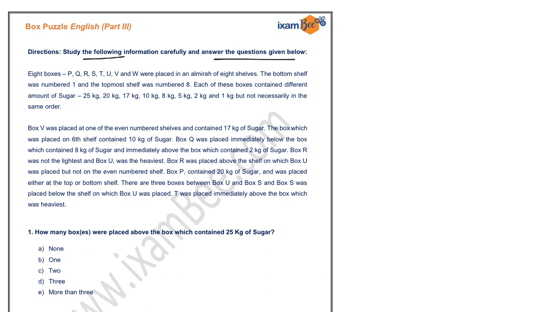So directions have been given to you. You have to read the directions carefully. So 8 boxes from P to W were placed in an almirah of 8 shelves. The bottom shelf was numbered 1 and the topmost shelf was numbered 8. Each of these boxes contains a different amount of sugar, and the amounts are also given to you, but not necessarily in the same order. Some more directions are given to you, based on which you have to solve this particular puzzle.